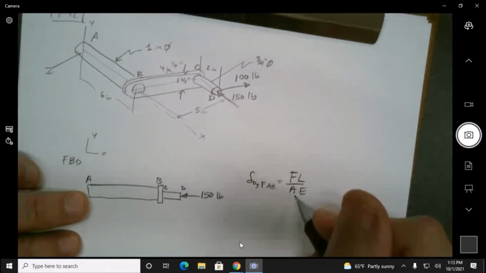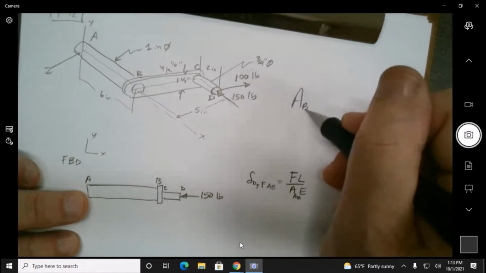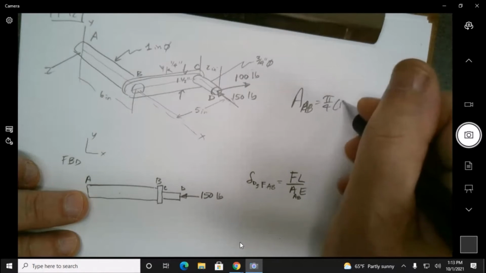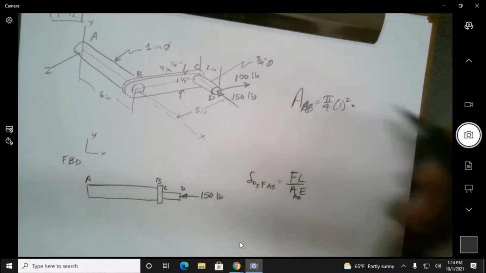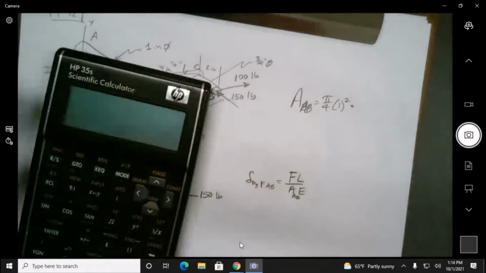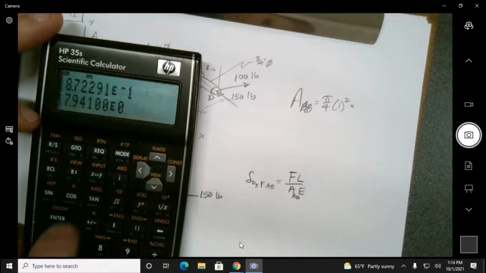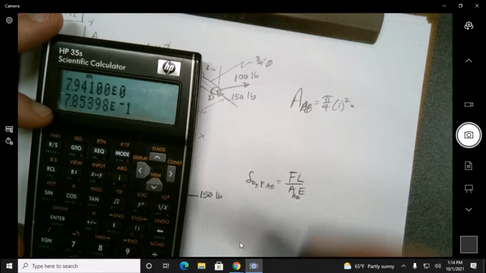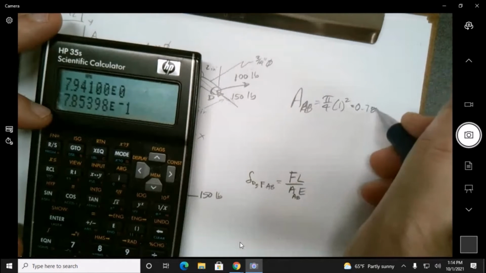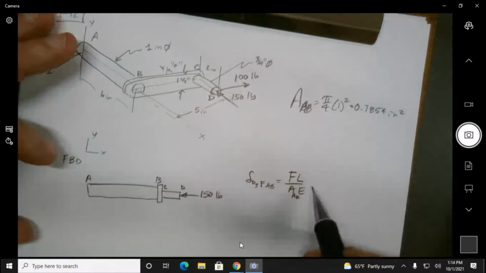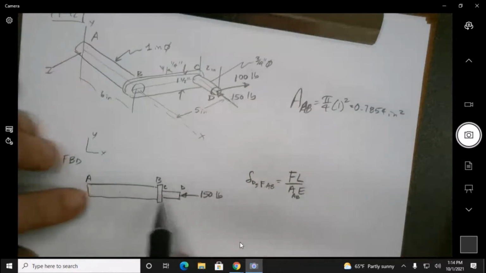But that's going to be the area of AB, right? So we can get the area of AB, pi over 4, 1 squared. You've probably seen this one many times and will recognize it, but it's just pi over 4, which is 0.7854 inches squared. So this is because it's axial? Yeah.